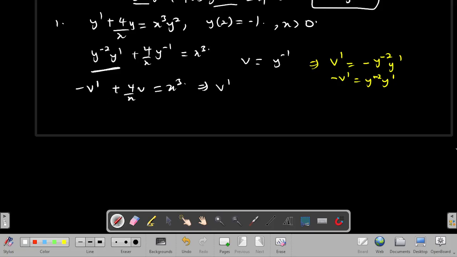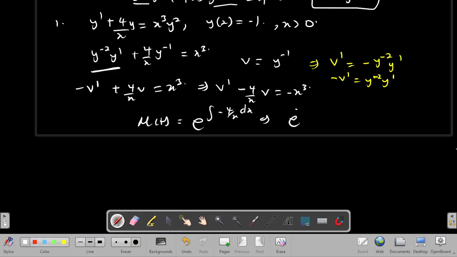So I'll have v prime minus 4 over x v is equal to negative x cubed. At this point, I find my integrating factor mu of t, which is equal to e to the power integral of the coefficient of v. Take note, so negative 4 over x dx. This is simply equal to, please take away your constant outside the integration symbol.